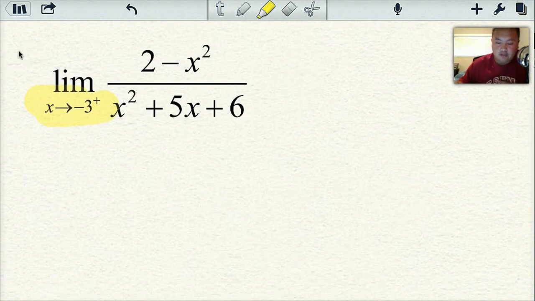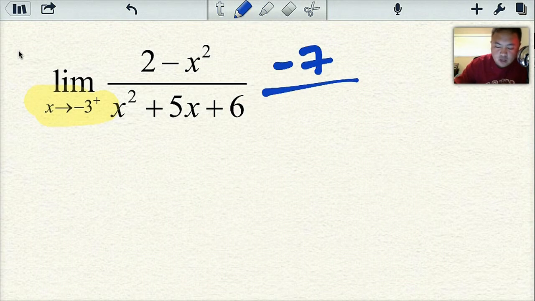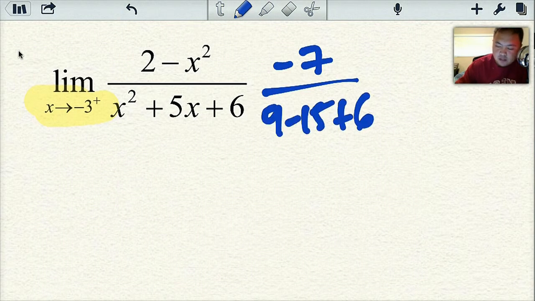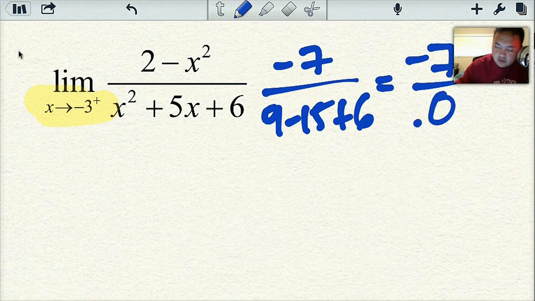In this case, I'll plug in negative 3. On the top, negative 3 squared is 9. 2 minus 9 is negative 7. On the bottom, plug in negative 3. I get 9 minus 15 plus 6, which is 0. Negative 7 over 0 means the answer is infinity. What kind of infinity? Well, we have to find the sign.